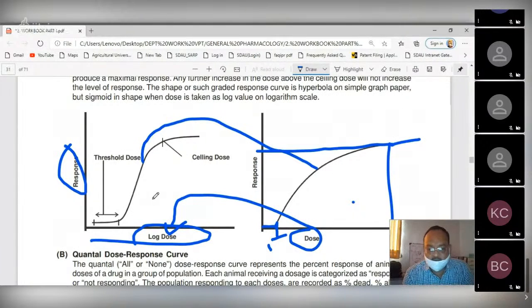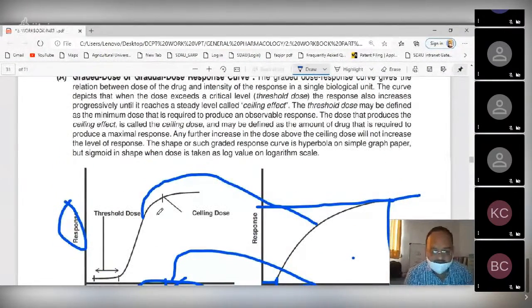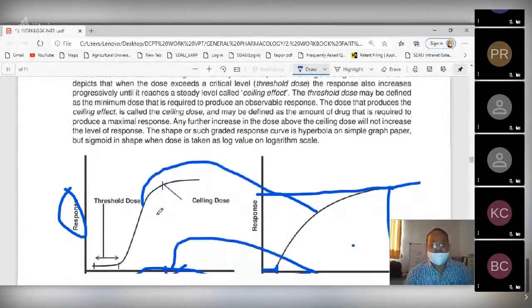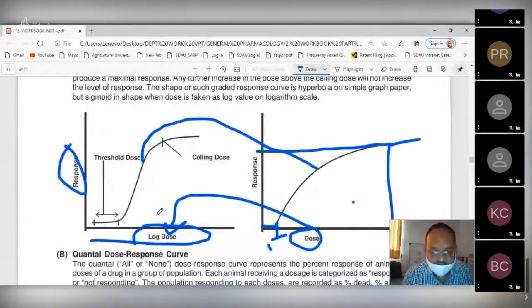It is something like a hyperbola. When the dose is converted into the log dose, and again if you plot the same graph by using the log dose on x-axis and response on y-axis, the shape of the hyperbola is converted into the sigmoid shape. So many times the question will be asked: what is the shape of the graded dose response curve on the semi-logarithmic paper? It is sigmoid. What is the shape of the dose response curve on simple graph paper? It is hyperbola.